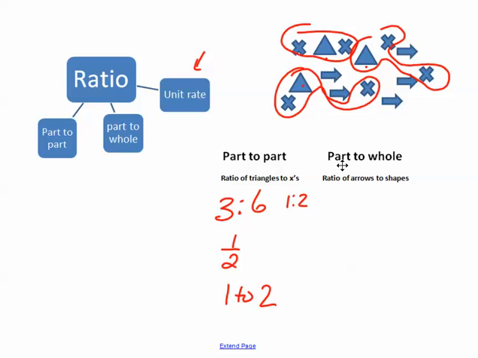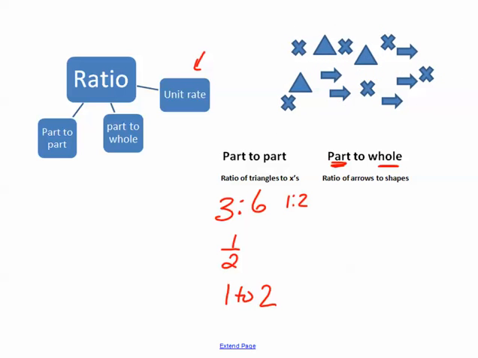Part to whole is exactly what it says. I'm looking at part of the whole thing. So let me erase here. In this case, I'm looking at arrows to total shapes. Let's look at my arrows. I've got 1, 2, 3, 4, 5 arrows to shapes. Shapes are all of them, including the arrows. The arrows are part of the shapes, so I have to count everything. 1, 2, 3, 4, 5, 6, 7, 8, 9, 10, 11, 12, 13, 14. So that is a 5 to 14.